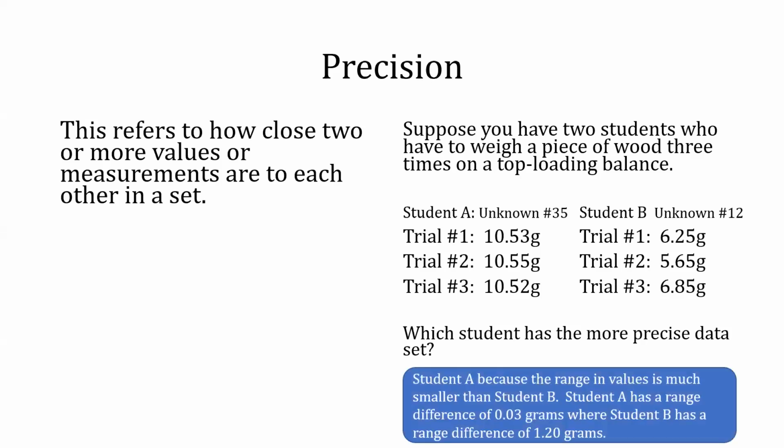The answer is student A, because the range in values is much smaller than student B. Student A has a range difference of 0.03 grams, whereas student B has a range difference of 1.20 grams.